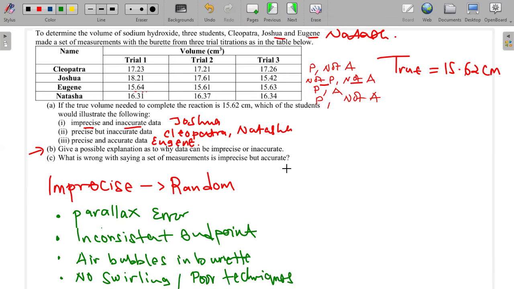Okay, what other reasons can make data now to be inaccurate? So inaccurate, we are talking about the systematic errors now.